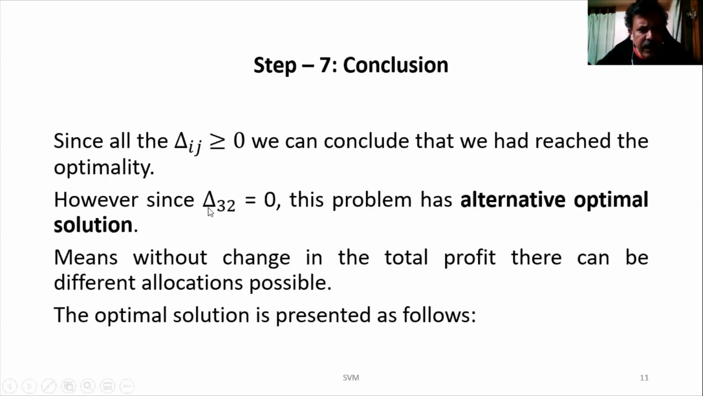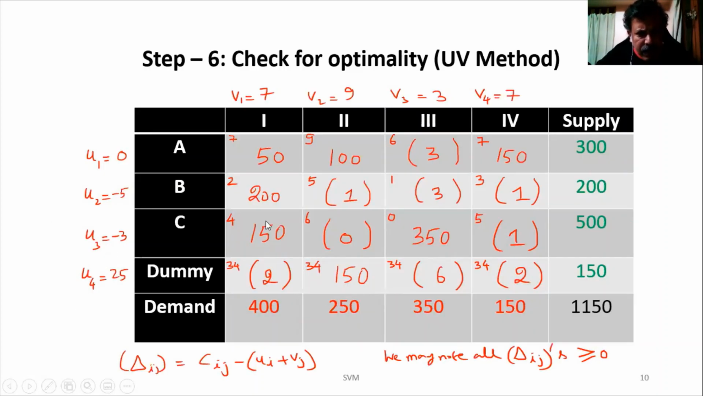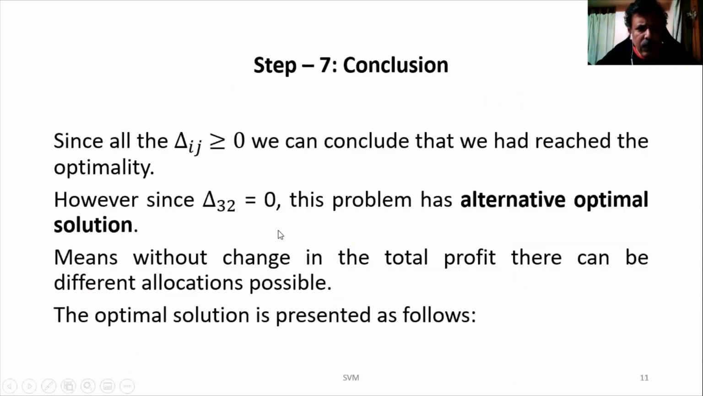What does it mean? The delta sitting in third row, second column is 0. So that means this problem has an alternative optimal solution. Means without change in the total profit, there can be different allocations. Here you may note it is not total cost, it is total profit. Only for applying the algorithm are we converting profit to loss, because you need a minimization problem. But when you actually calculate, since the original problem is of profit, you need to calculate profit only.